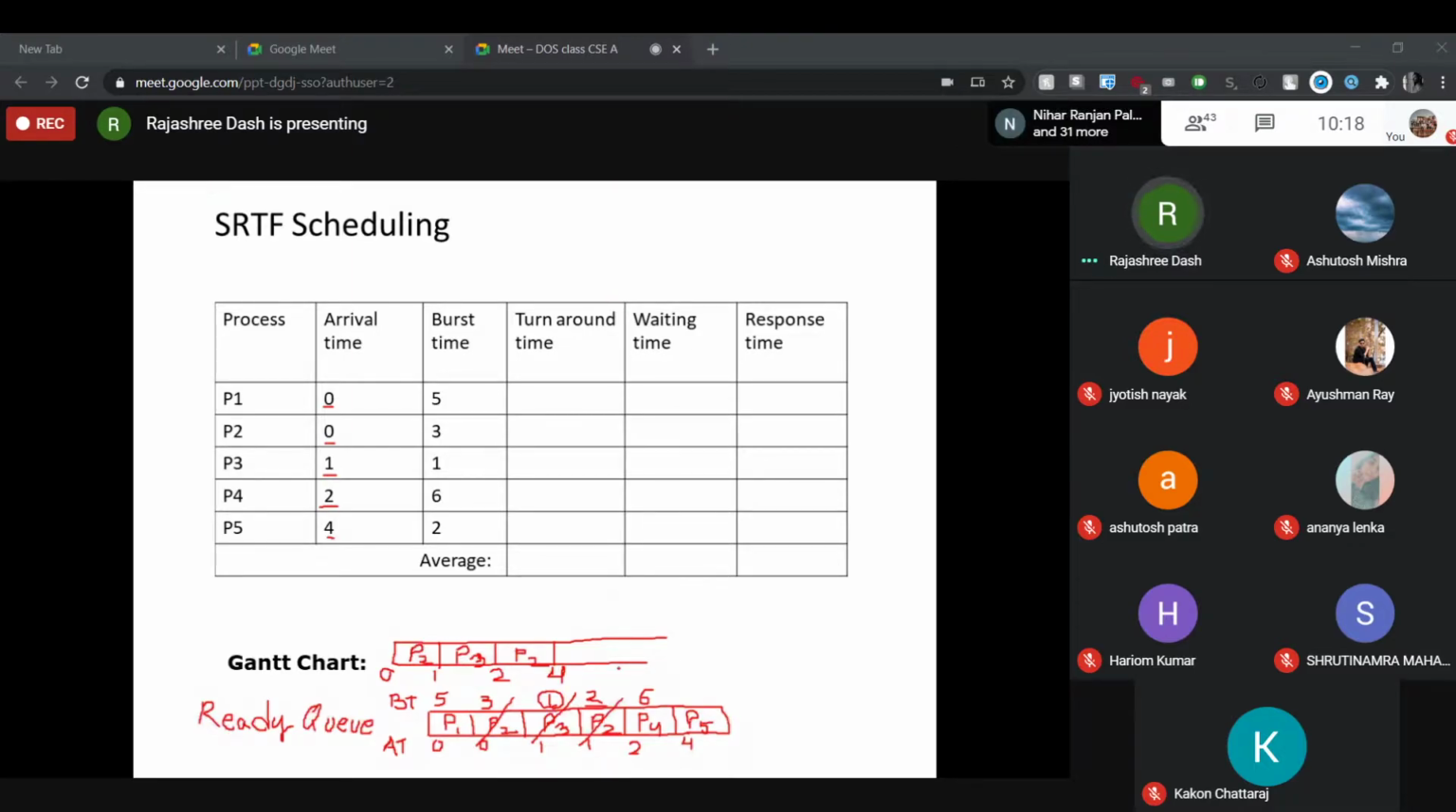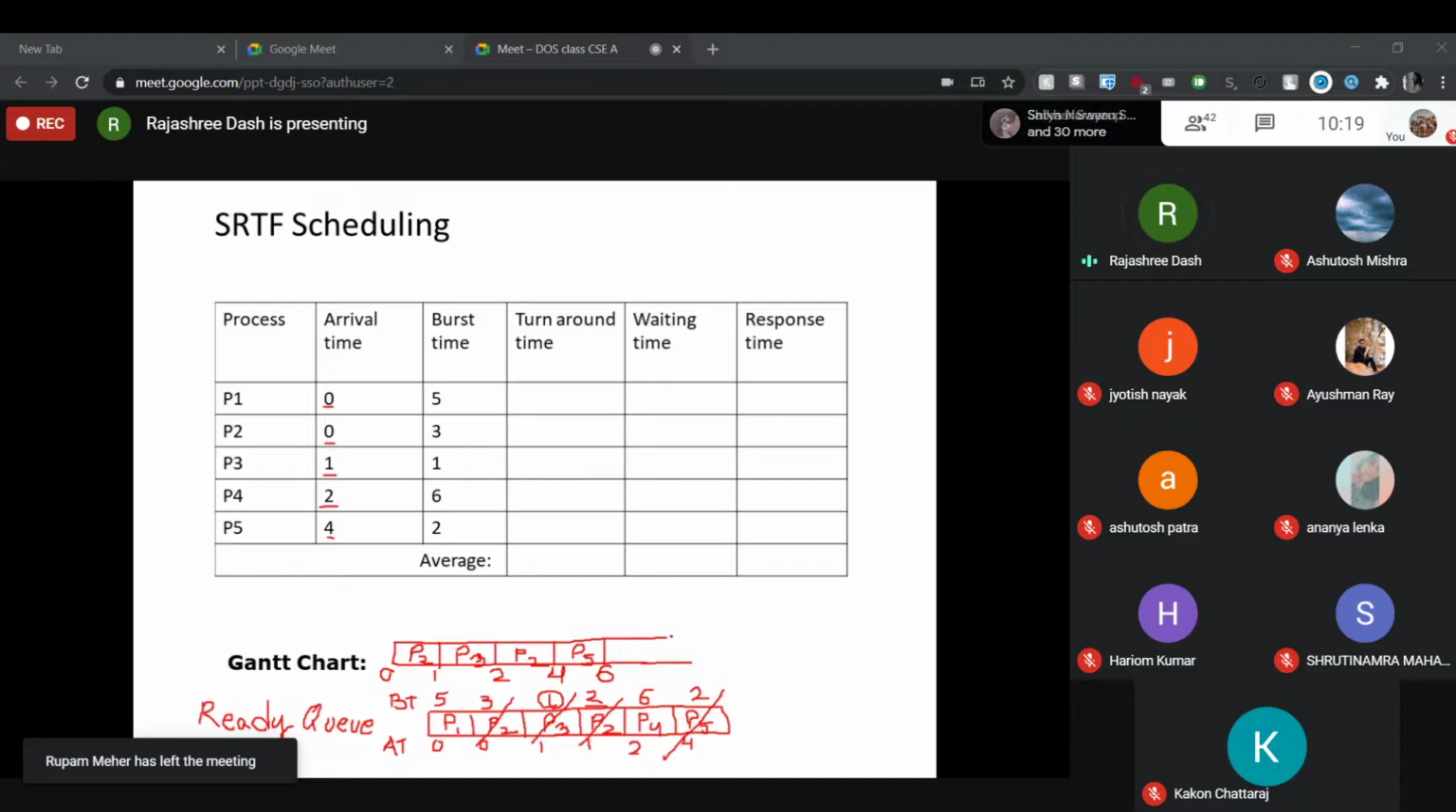For P5, the burst time is 2. So what is the next process to be allocated to the CPU? P5, because P5 has the smallest CPU burst time. So P5 will continue up to 6, with no further preemption, because no other processes arrive after 4. So simply P5 will continue for 2 milliseconds and finish at time 6.